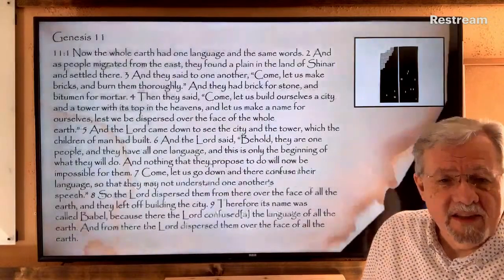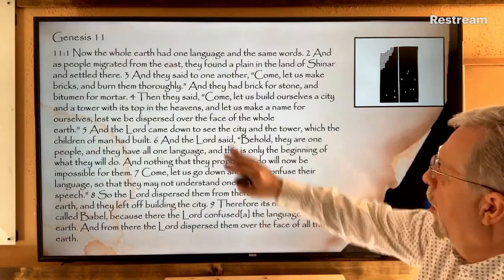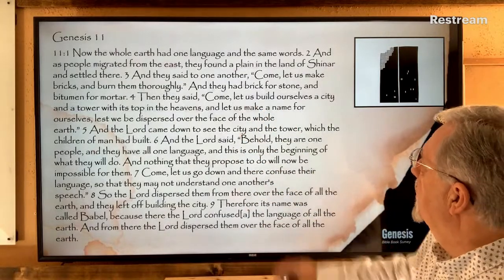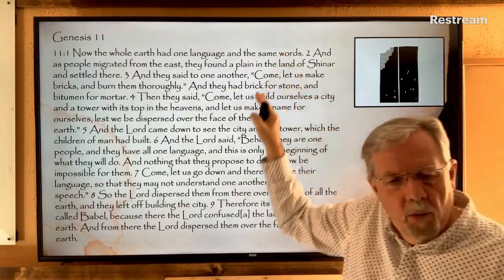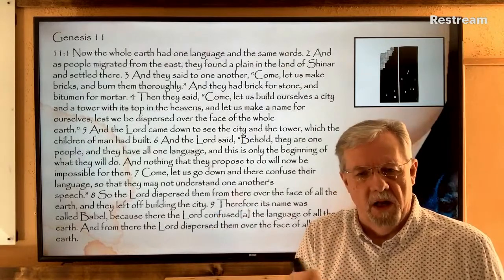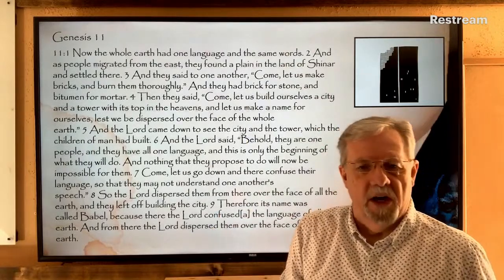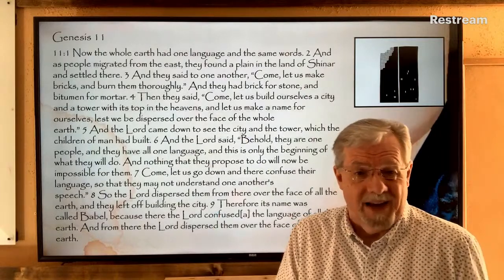All right, moving into the text then. We've got several frames to cover this morning. Now, the whole earth had one language and the same words. That's in contrast somewhat to what we saw last time, where we noticed the sons of Adam, as they branch out and go various places, and they've got their own language. How does this harmonize? I don't know.